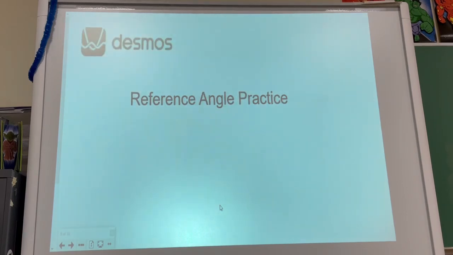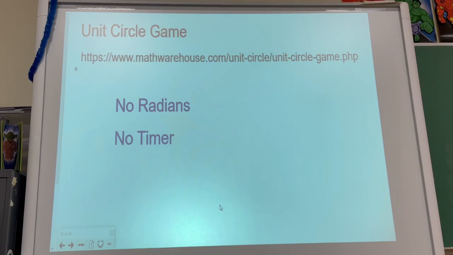All right, take about 15-20 minutes, work through Desmos, reference angle practice. When you are done, you should run through your unit circle game again this time. When you are done, I need a screenshot of your finished game. Attach it to Google Classroom.